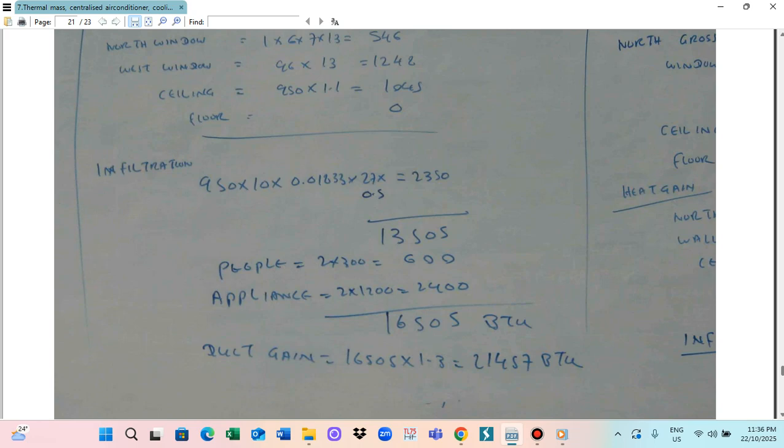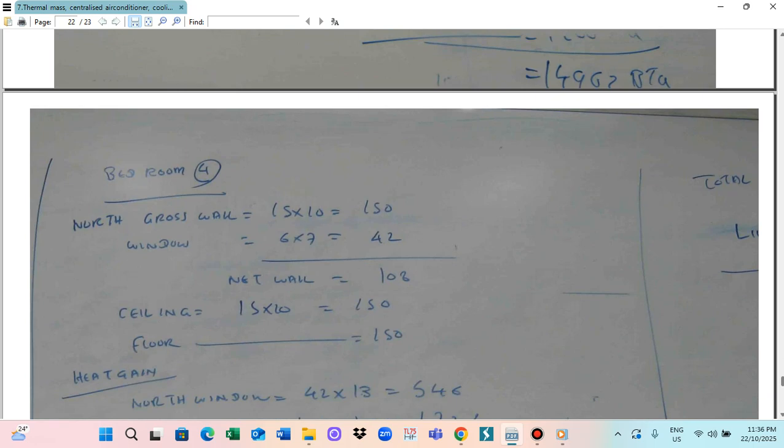So 16505 multiplied by 1.3, you get 21457 BTU. So you get it like this.